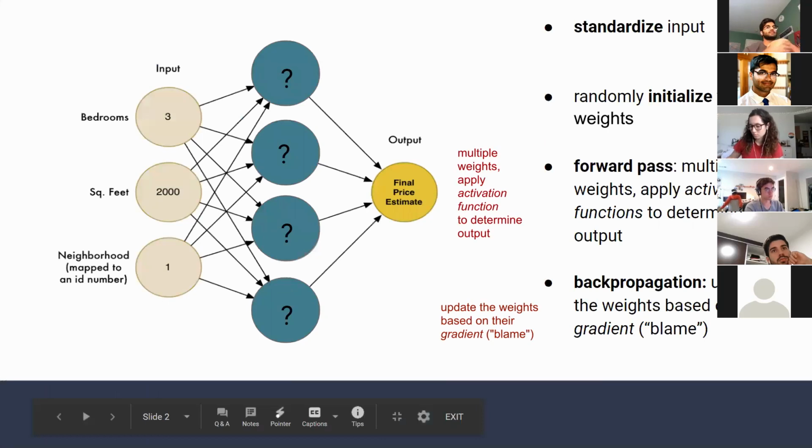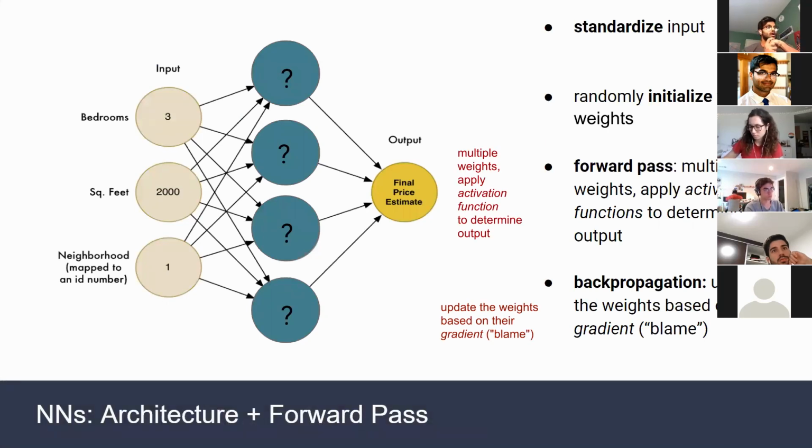Just as a bit of a recap of what we learned last lesson, we learned what the architecture of a neural network is and how we pass information through it, what's exactly happening to each neuron as you pass an input example through a neural network. Just to recap that, the very first thing you want to do is standardize your input before you input it into the first layer of your network.